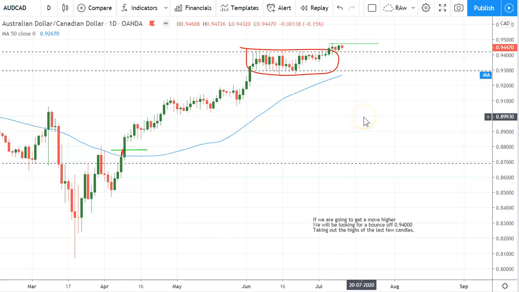Again, we still have a lot of pairs stuck in key sideways ranges. There are a couple of possible trading scenarios that may come off this week, and we'll have a look at that as we go through.